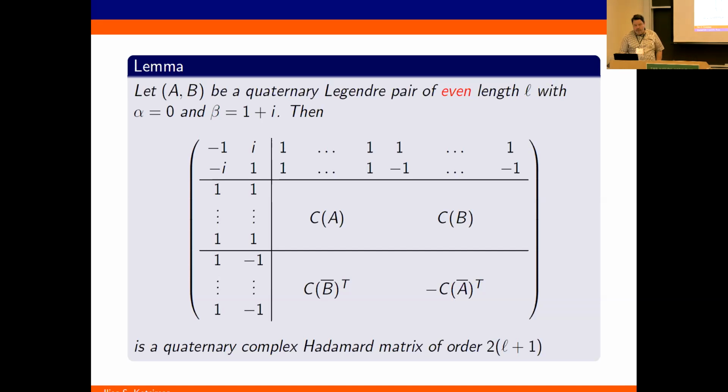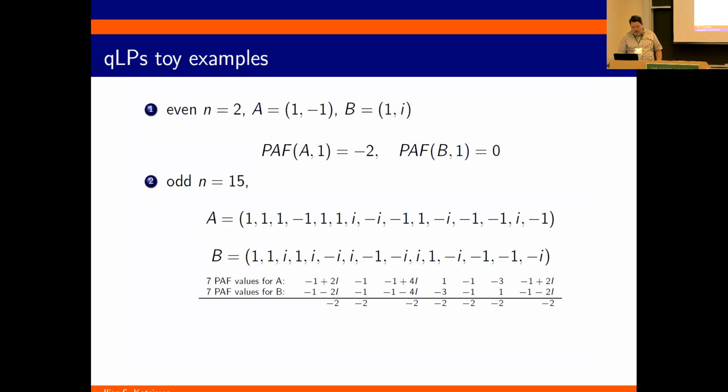We can also use quaternary Legendre pairs to produce real Hadamard matrices, but I'm not going to go into that. I just want to give two toy examples of how these quaternary or complex Legendre pairs look.